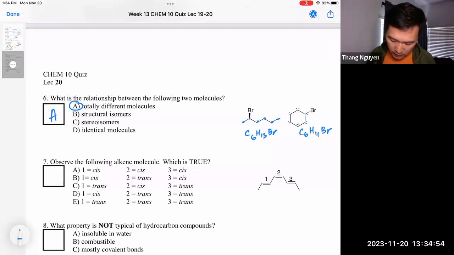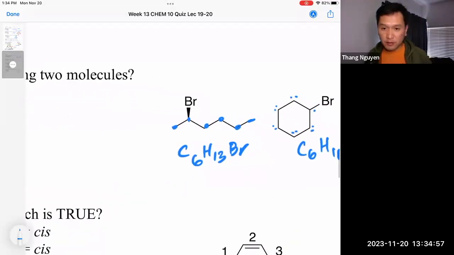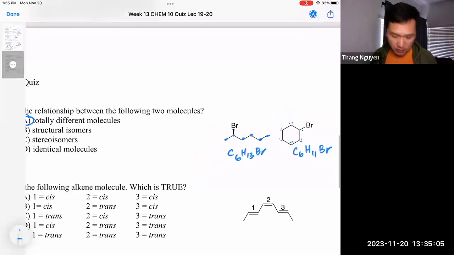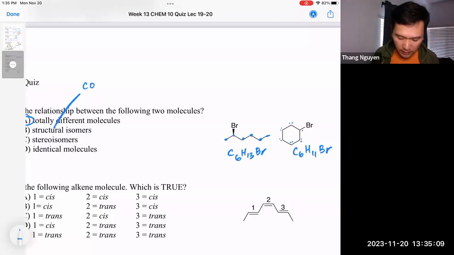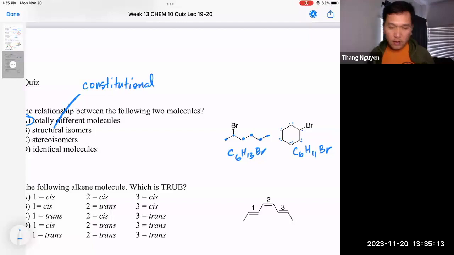Let's just focus on the first one here to give us some examples. What would be a structure of something that is a constitutional isomer, or what do we call it? Structural isomer. These words mean the same thing. Maybe you've heard it in different contexts. Constitutional or structural isomers. Both of these isomers, iso means the same, right?